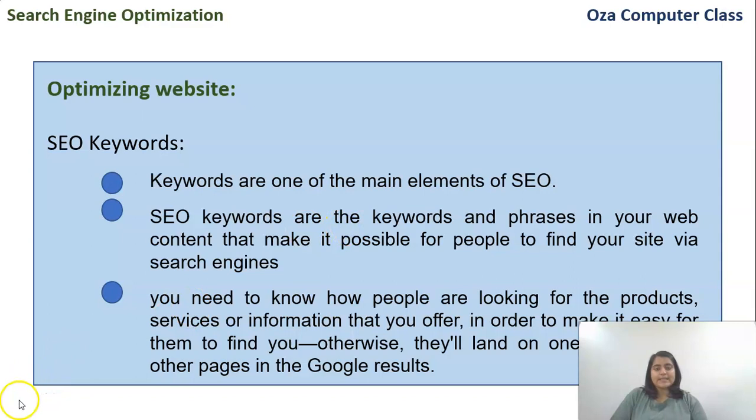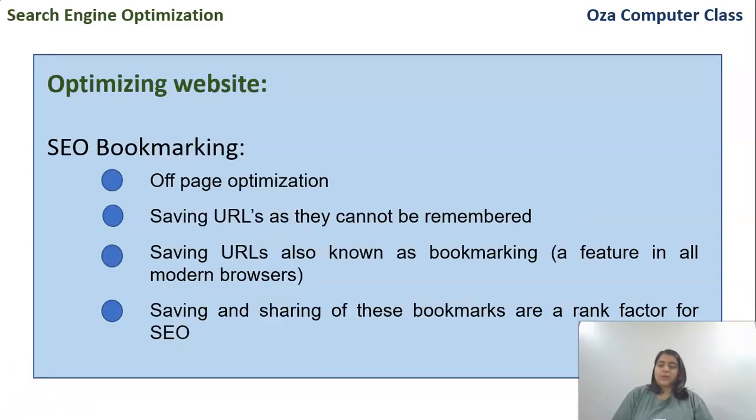Now, our next topic is SEO bookmarking. Bookmarking as a method, as we all know, is used for saving URLs because obviously we cannot remember them. These URLs can also be shared and organized. The number of times the user is sharing or saving the bookmarks or the URL of your website is a rank factor for SEO, and it is an off-page SEO optimization.